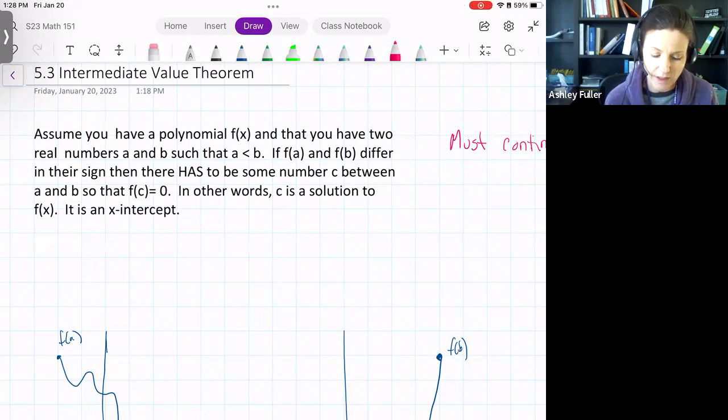So we're going to assume that we have this continuous polynomial f of x and that we have two real numbers, a and b, so that a is smaller than b. If the function evaluated at a and the function evaluated at b have different signs, so in other words, if one is positive and one is negative or vice versa, then there has to be a place that it crosses the x-axis. So there has to be a c so that the value of the function at that point is 0. That value c is the solution.